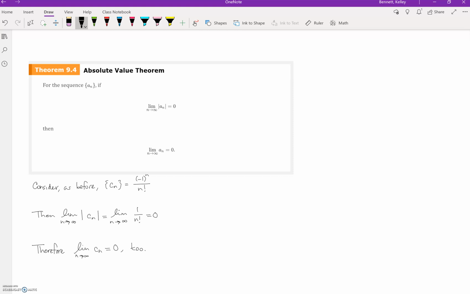The squeeze theorem is super fun if you like that kind of stuff. The absolute value theorem is really useful when you have a limit that is 0.